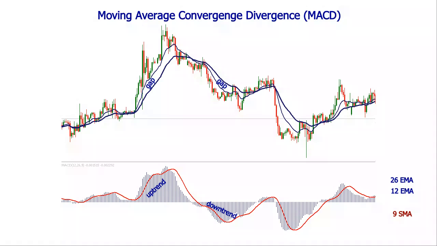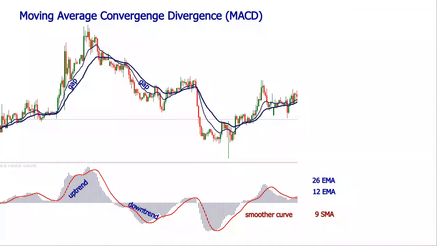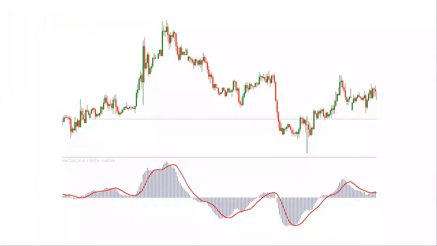Its second component is a 9-period simple moving average of the other component's values. Because it is a simple moving average, not an exponential moving average, the signal line tends to describe a smoother curve. One of the most common strategies is to look for crossovers. When MACD moves above the signal line, it is a bullish signal. When MACD crosses below the signal line, it is a bearish signal.